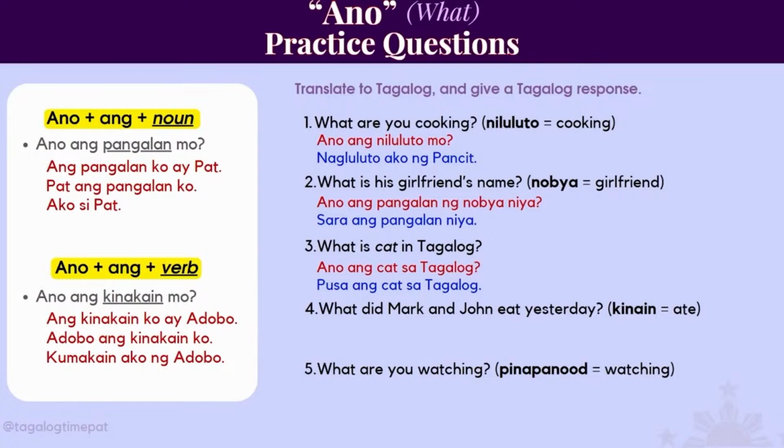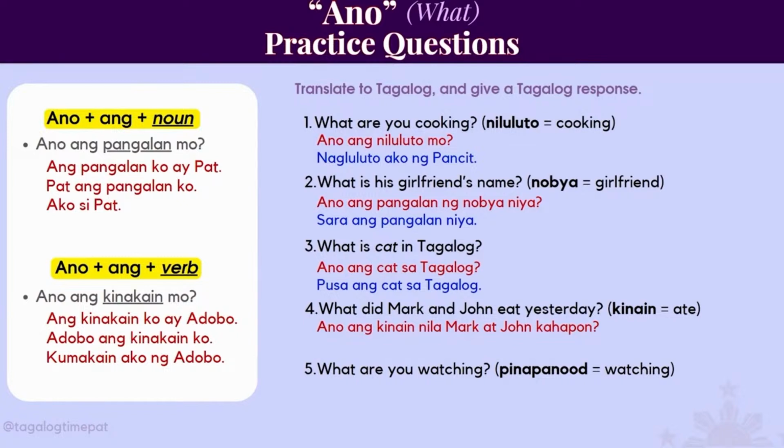Next, what did Mark and John eat yesterday? Ano ang kinain nila Mark at John kahapon? I want to show you this word nila. This is like a sentence marker that is used to indicate people. So it's like their ownership. When it's multiple people, Mark and John, it's nila. When it's just one person, it's ni. So for example, if it was just Mark, ano ang kinain ni Mark kahapon?